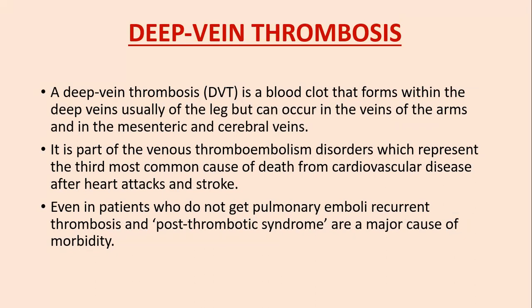Now, after discussing the usual physiology and anatomy of the venous system, let's start discussing the diseases which are related to damage in the venous system. The first and foremost is deep vein thrombosis, popularly known as DVT. DVT is a blood clot that forms within the deep veins, usually of the leg, but it can occur in veins of the arm and mesenteric and cerebral veins.